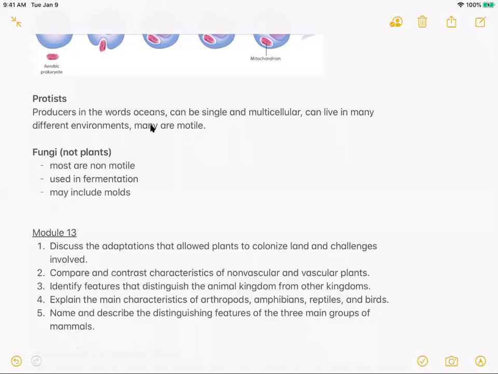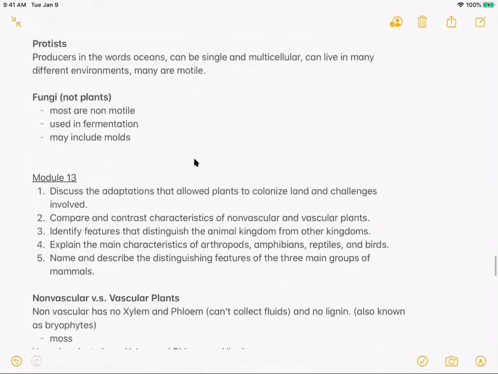And going back to protists, basically they're producers in the world's oceans. They can be single-celled or multicellular, can live in many different environments, and many of them are motile, which means that they can move around on their own. All right, so that is module 12, and that is pretty much where you are at right now with all of your modules. So before going ahead, do I have any other questions?